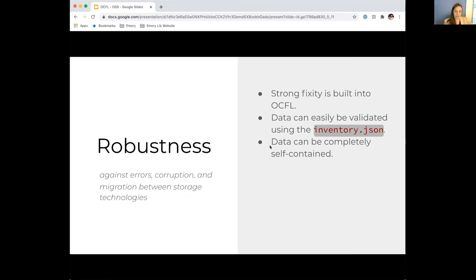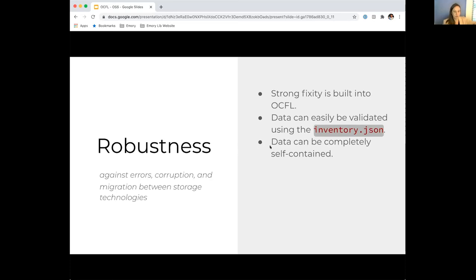OCFL, the specification was also built to ensure robustness against errors, corruption, and migration between storage technologies. And one of the big driving factors for OCFL was actually migration between different applications. So libraries in particular were struggling with being able to migrate repository data between various applications. So I was using DSpace, and now I want to use Samvera. That migration is actually really, really difficult to move just between one repository technology to another.